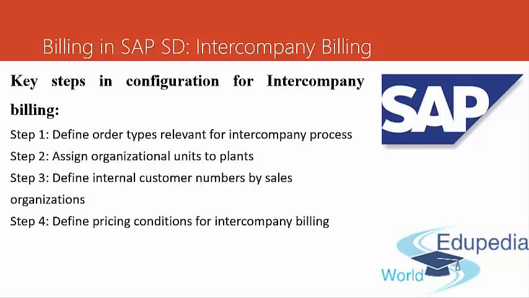Now we will talk about intercompany billing. Intercompany billing is an important business scenario. We will discuss the 4 key steps in configuration of intercompany billing. They are defining order types relevant to intercompany process, assigning organizational units to plants, defining internal customer numbers by sales organizations, and defining pricing conditions for intercompany billing.